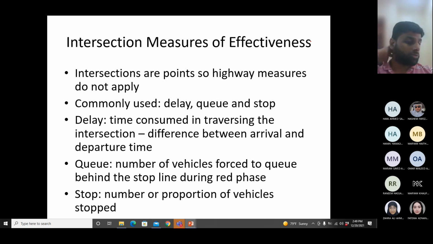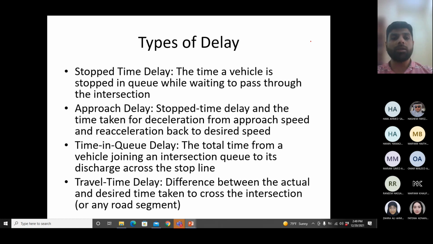So these are the measures which we use for effectiveness of the intersection. Out of these measures, delay is the most common one, and there are 4 types of delays: stop time, approach delay, time in queue delay, and travel time delay. Now, stop time, very simple. The name itself defines it.